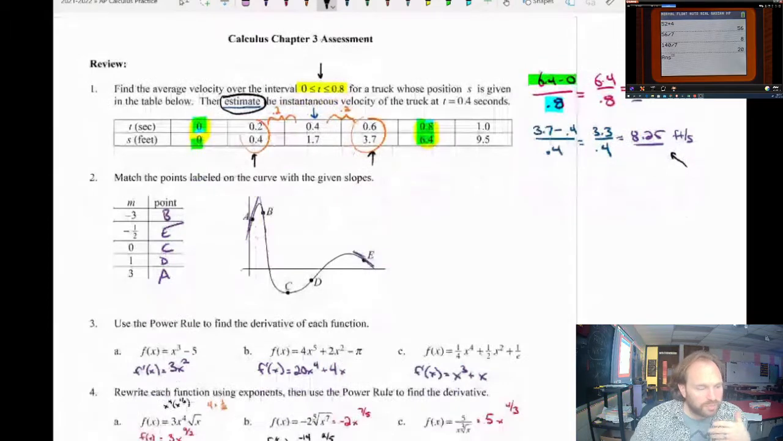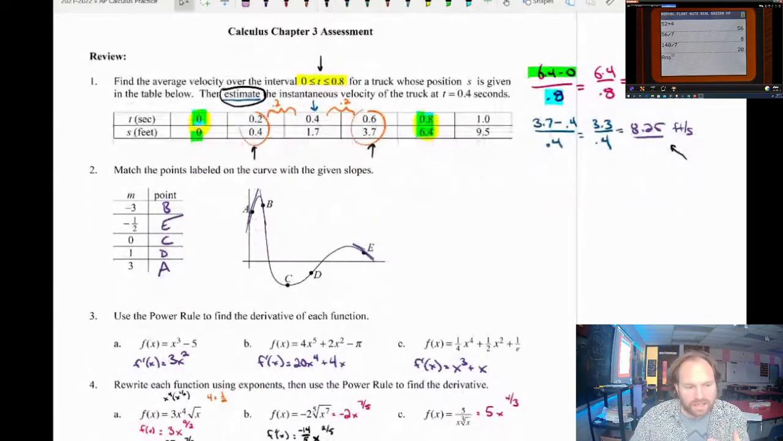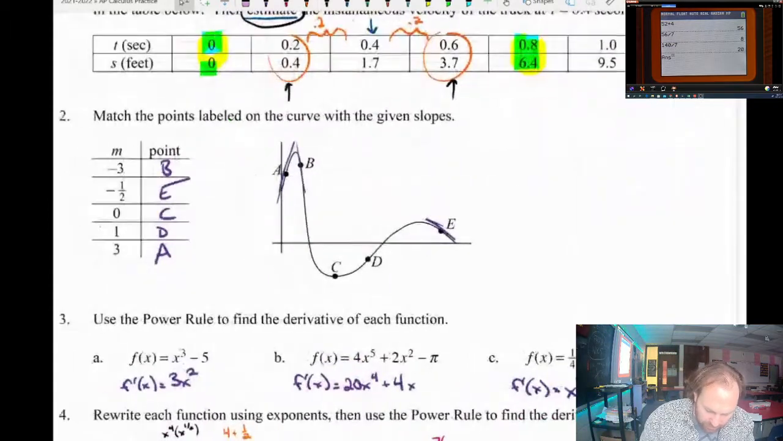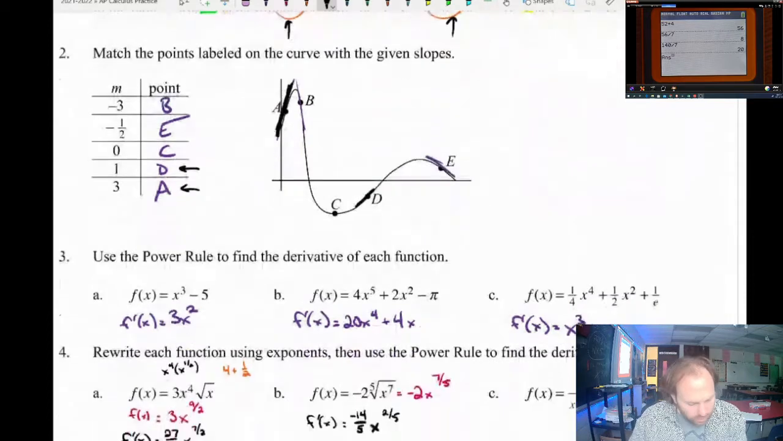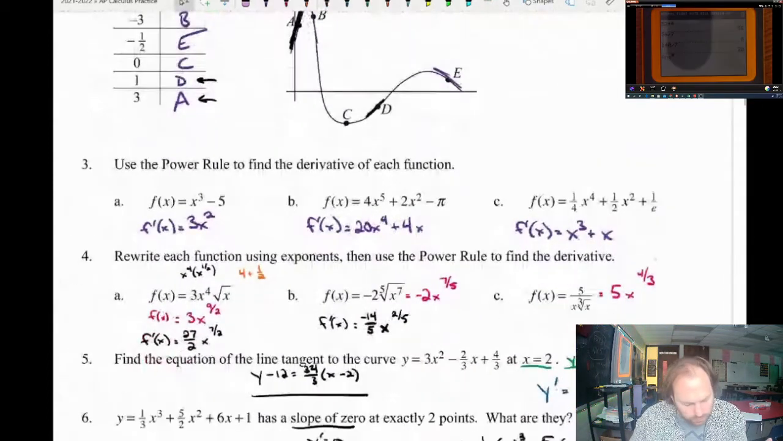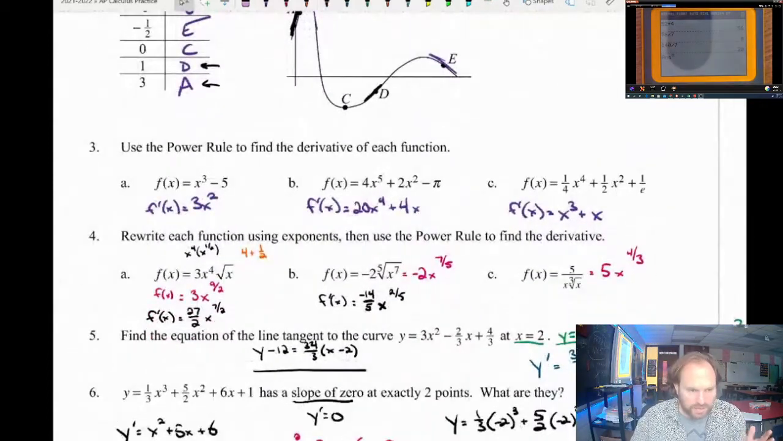Question 2, just be aware of what positive, negative, and zero slopes look like. For example, at point D, it's pretty positive, but not as positive as point A. That's why I know that D is probably 1 and B and A is probably 3. Question 3 is just using some power rule to arrange some things around. Not really a huge deal there. I'm not super worried about those. You can pause this video at any point if you want to look at more of the notes that are here.